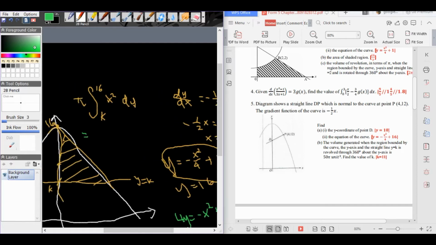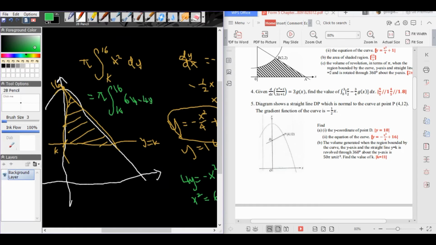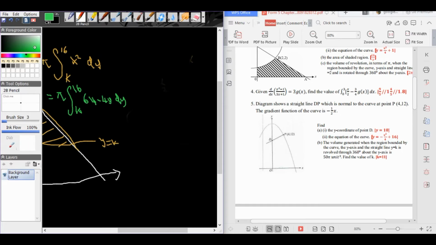Okay, so this is equal to pi, integrate from k to 16, 64 minus 4y dy. Okay, we have to solve this one. So this is equal to pi, 64y minus 4y squared over 2, from k to 16.